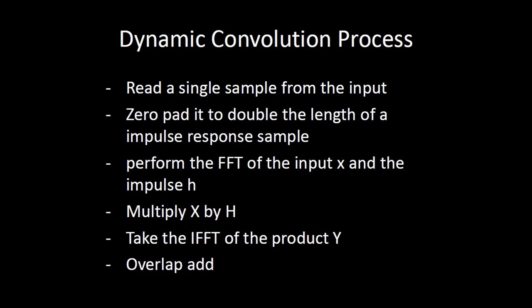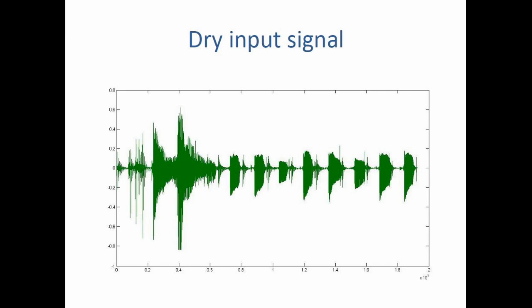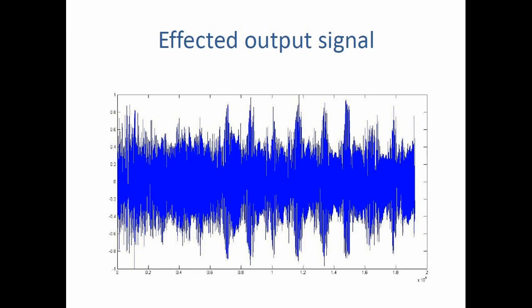I just convolved each incoming sample with the impulse response of the same level, and then overlapped and added for the final result. So here's what the effect sounds like. This is the original undistorted guitar clip. Here is the processed output signal. The process sounds pretty good, but it takes a really long time.